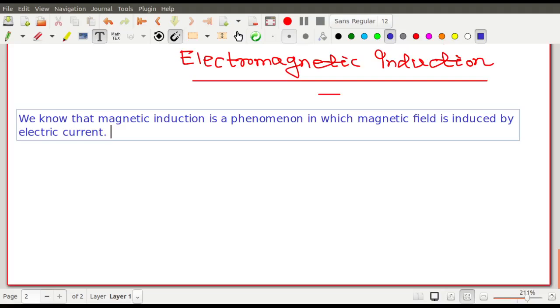So there was a straight wire, there was a solenoid, current was flowing through them, and due to that a magnetic field was generated, right? And that is what is known as magnetic induction.